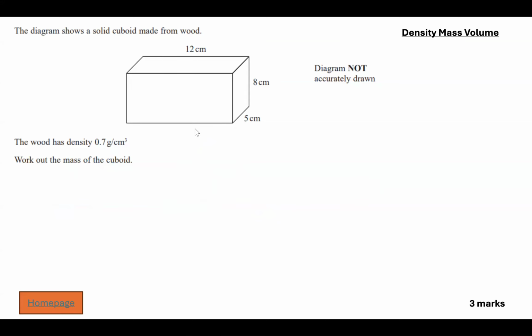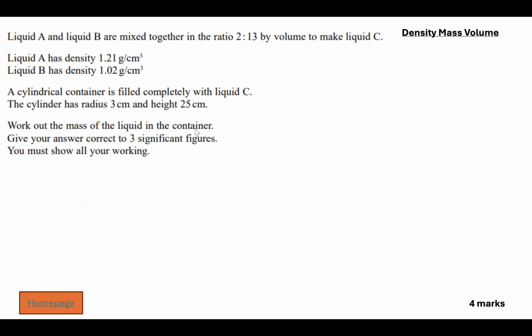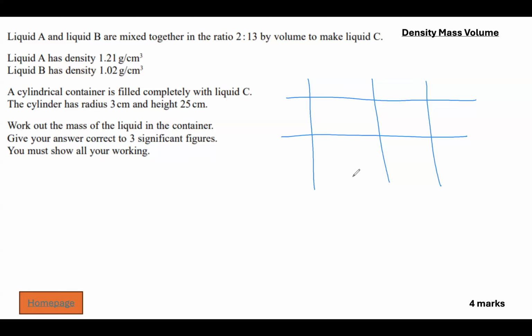This is a similar question, very, very similar. So I can skip this one. You can use the mark scheme to work this out. However, this is on the harder end of the density, mass, volume question. So I think it's worth doing this one. Now, before I do this, because I've got liquid A, liquid B, liquid C as well, I'm going to just draw a little table here. Just makes life a little bit easier.